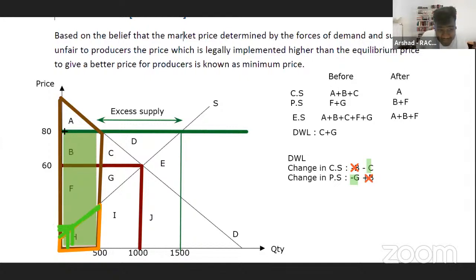But what he actually gets is this much. So the difference between what he actually gets and the minimum that he expects is the producer surplus. That's how B and F come. That's unit number 2, okay? Not unit number 3, maximum minimum prices. Okay, done. Now this was the question.